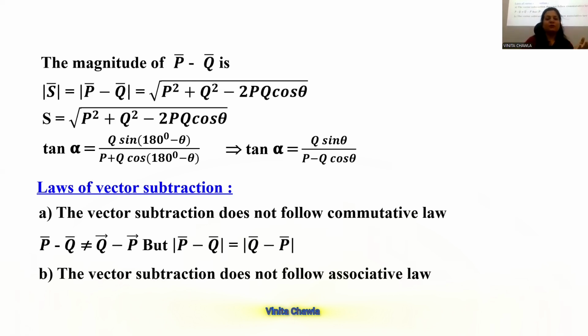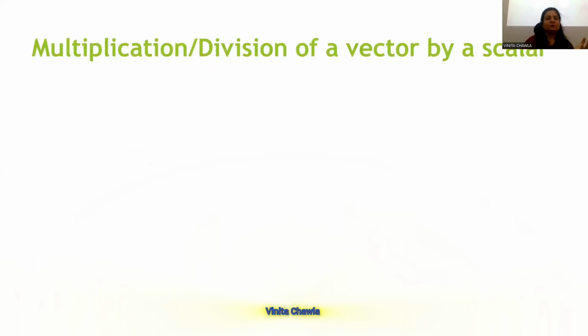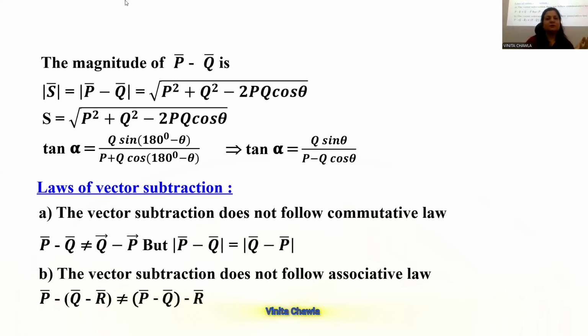Similarly, vector subtraction does not follow associative law. Can you prove this? Let's consider two vectors. Let vector p is equal to, बताओ, xi ले लेते हैं, xi plus yj, and vector q is ai plus bj. First subtract q from p.